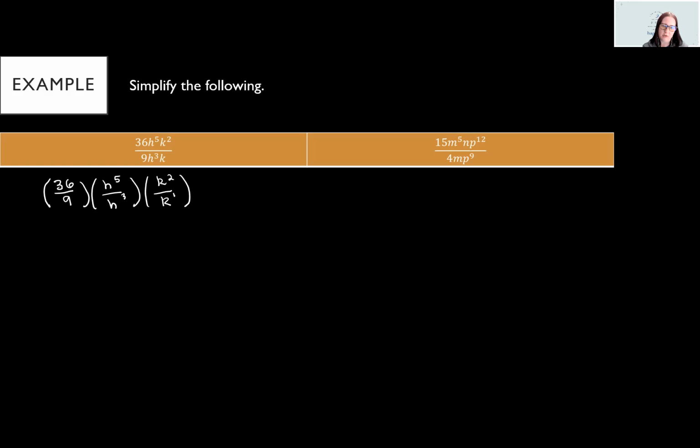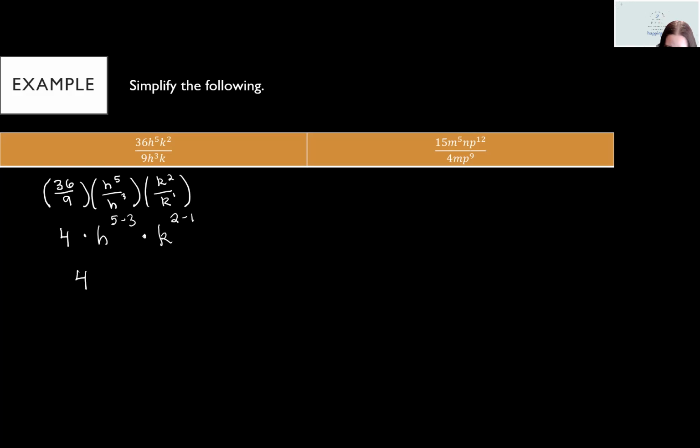So you deal with your numbers and then you deal variable by variable. So 36 over 9 is 36 divided by 9, which is 4. So I can simplify that. And these results are all multiplied together. So that's going to be multiplied by the next part. So we got h to the 5th over h to the 3rd, and we're subtracting those exponents. So that's going to be 5 minus 3. And then we're going to simplify the k's. And that's going to be 2 minus 1, top minus bottom.